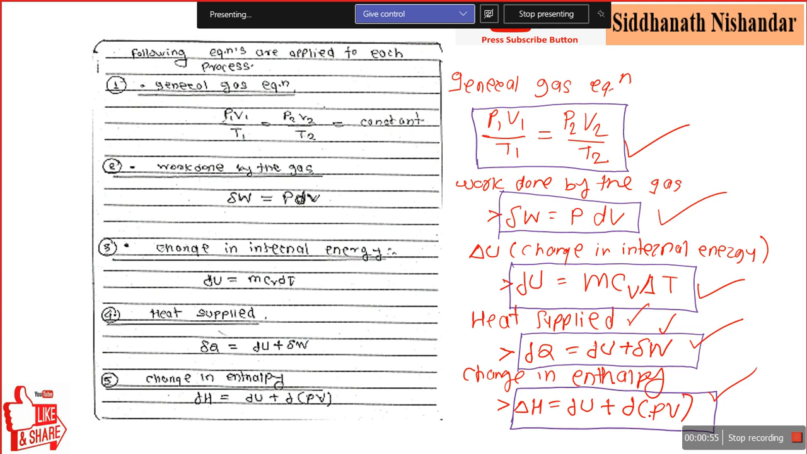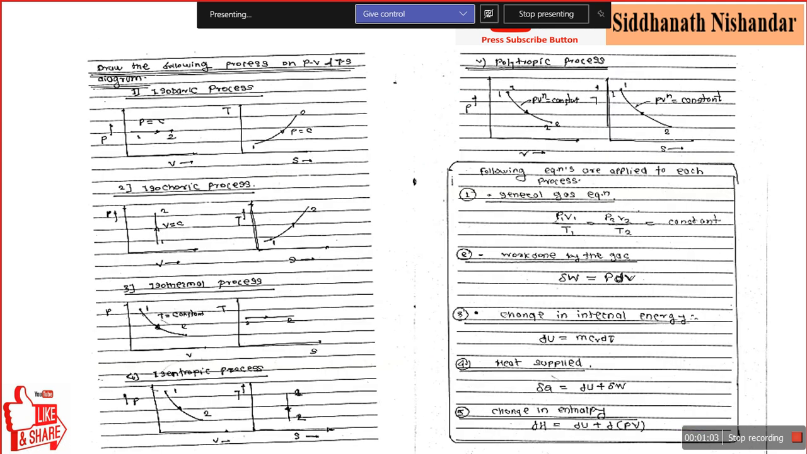Also we are going to take the new formula. Also there is entropy, which is needed in the new third topic. So let's start with the isobaric process.